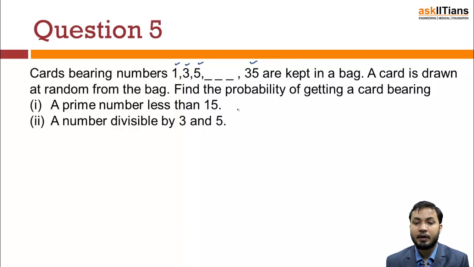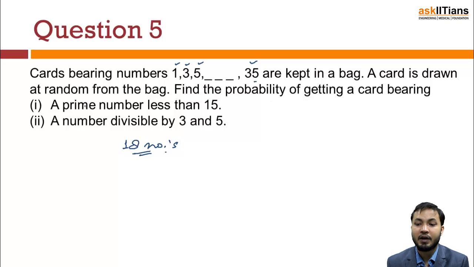Now, to get a prime number less than 15, first of all we need to figure out how many cards there are. From 1, 3, 5 up till 35, I basically have 18 numbers. Up to 34 there would be an equal number of evens and odds, 17 each, and since I have only odds, I would have had 17 odds. Adding 35 to it gives me 18 numbers.